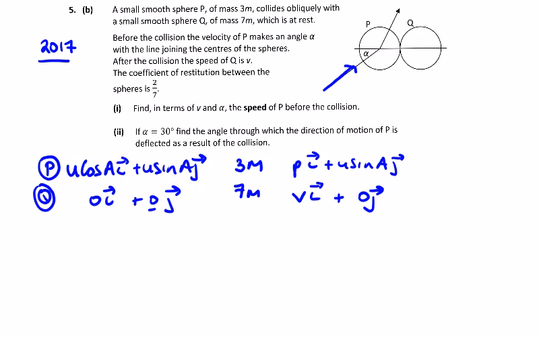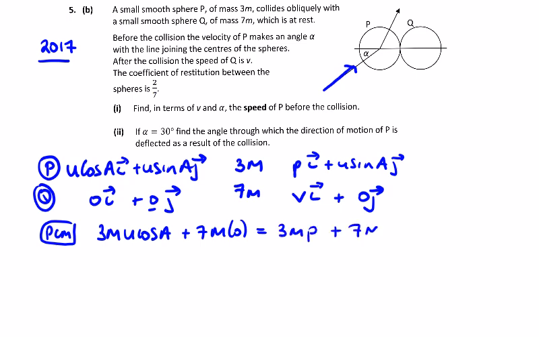Okay, well, let's set up our equations. Conservation of momentum: 3m by u cos alpha plus 7m by 0 is equal to 3mp plus 7mv. Dividing by m, we get 3u cos alpha is equal to 3p plus 7v.